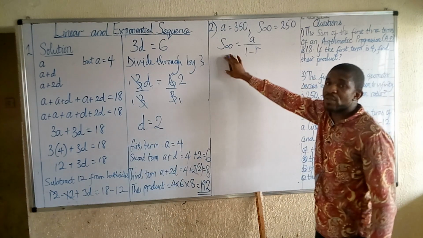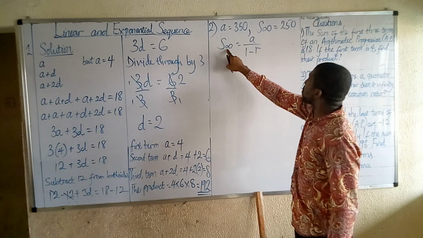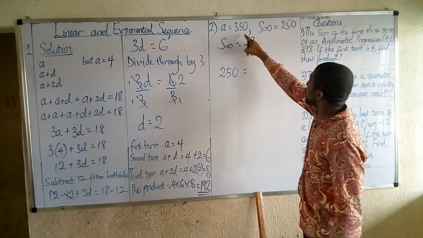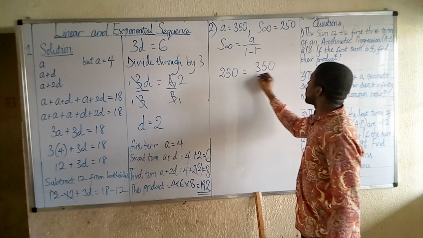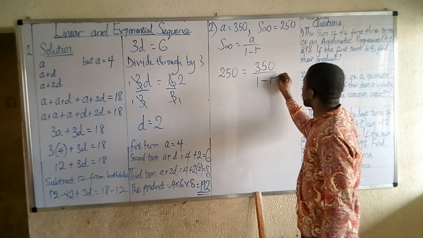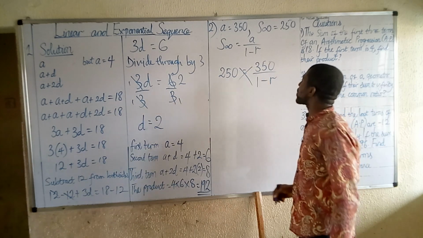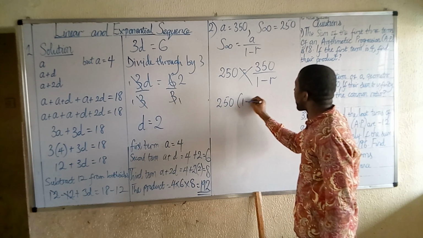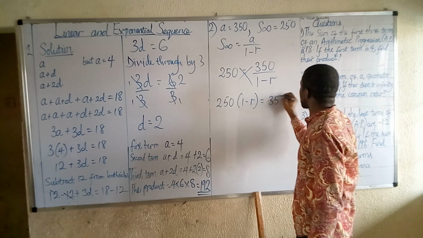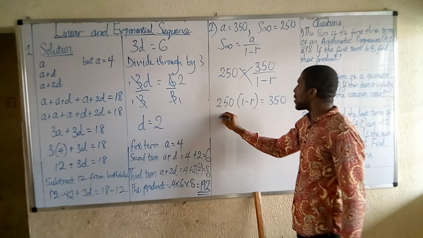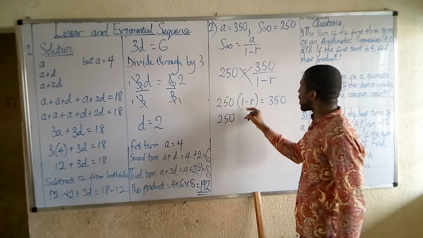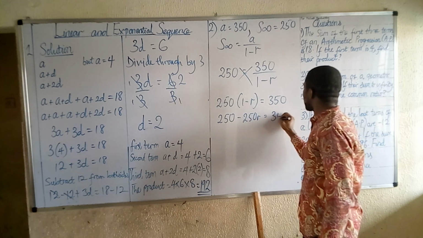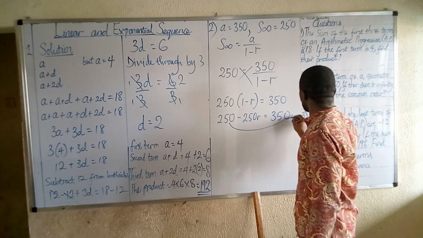So we are going to substitute in this formula. The sum to infinity given to us here is 250 equal to A, which is our first term, 350, all over 1 minus the common ratio. We are going to cross multiply. When that happens, we have 250 multiplying 1 minus r, all equal to 350. 250 times 1 is 250, and 250 times minus r will give us minus 250r equal to 350.